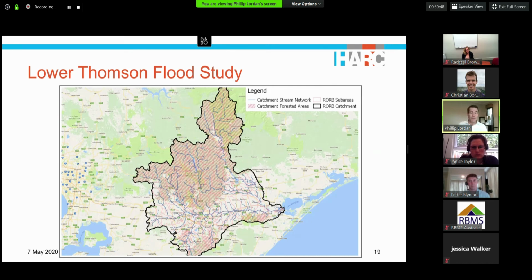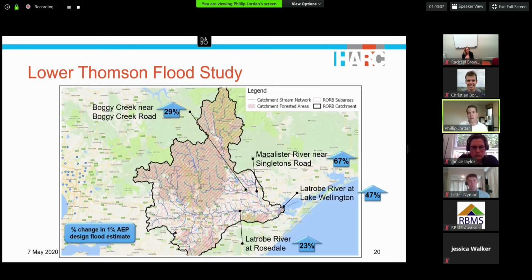As a sensitivity run, there was a run done where a bushfire was basically imposed on the forested parts of the catchment. And that bushfire was assumed to have a reduction effect on the initial loss and continuing loss from the catchment. So for that scenario, these are the changes in the 1%, or 1 in 100 year, design flood estimate at each of the major streamflow gauges, which were used to represent inflows to our hydraulic model, which was the bottom part of the system. And you can see that the increases are very significant.